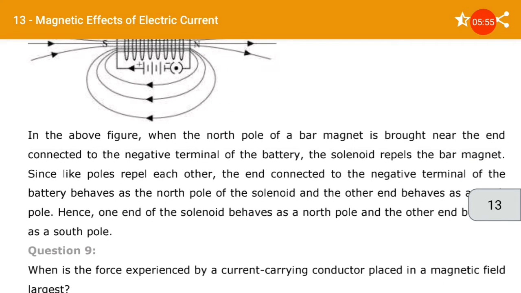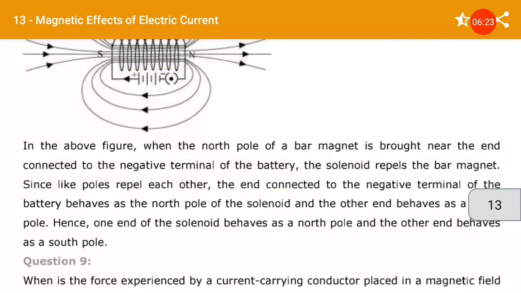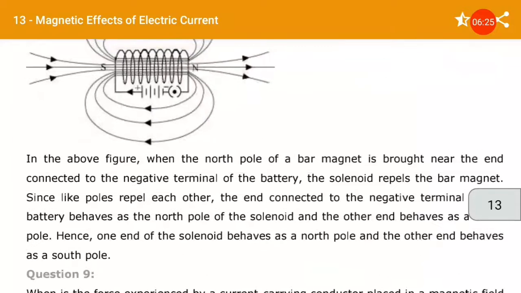So in the figure you can see, when the north pole of a bar magnet is brought near the end connected to the negative terminal of the battery, the solenoid repels the bar magnet. Since like poles repel each other, the end connected to the negative terminal of the battery behaves as the north pole of the solenoid and the other behaves as a south pole. Hence one end of the solenoid behaves as a north pole and the other end behaves as a south pole. And that is why the magnetic field is produced.